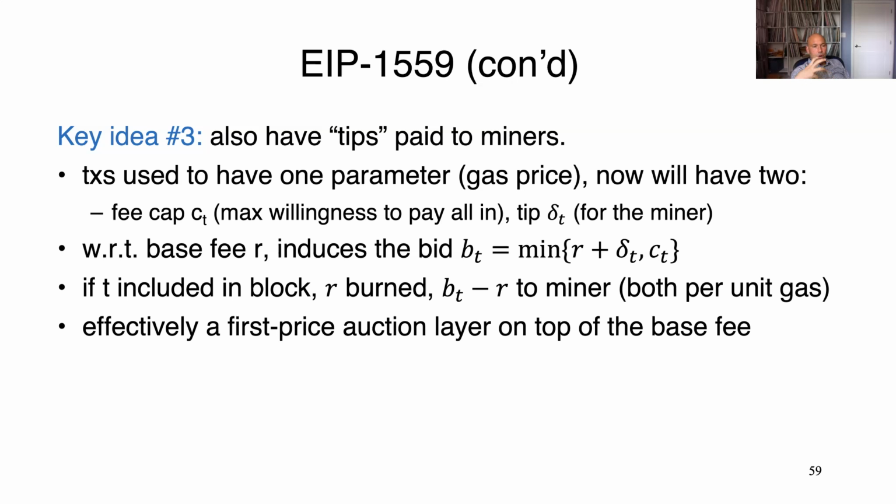So as a user, you specify these 2 parameters, and then with respect to a base fee R, that induces a bid automatically. So the base fee is currently R. You're going to pay the base fee R plus your tip delta T per unit of gas, unless that exceeds your fee cap, in which case we'll cap it at your fee cap. So that's your implied bid with respect to any base fee. Again, the R of it is burned, and the rest of it is passed on to the miner as a transfer.